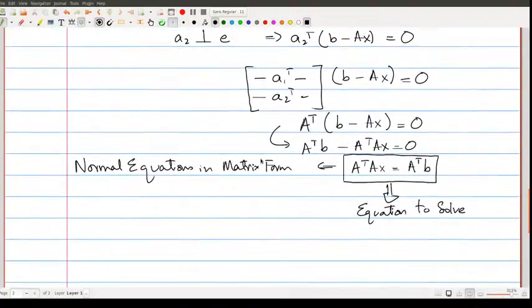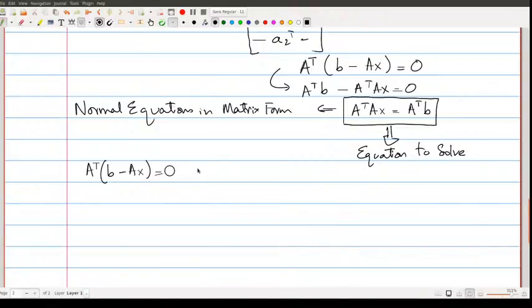Let's think about a couple more things. Let's take this equation A transpose (B minus AX), and think about it for a moment. In the context of our null spaces and our four fundamental subspaces, what's this equation saying? If I consider B minus AX to be just a vector, since A times X is a vector, then A transpose of some vector V equals 0. What is this equation saying?